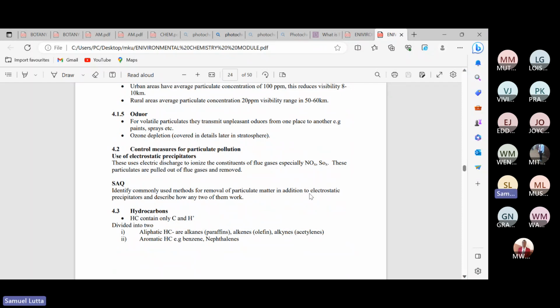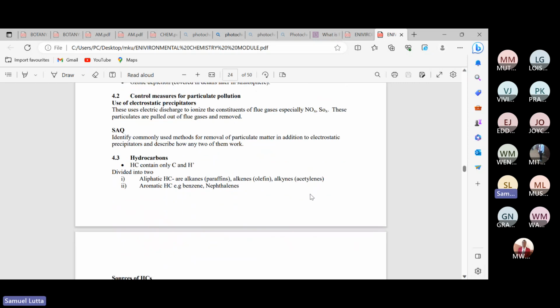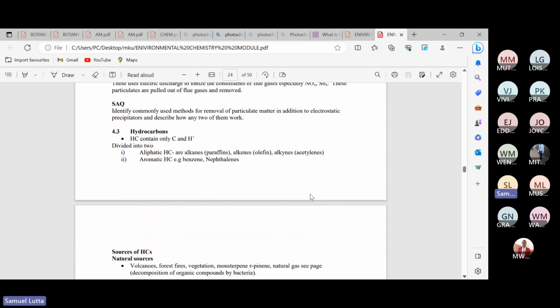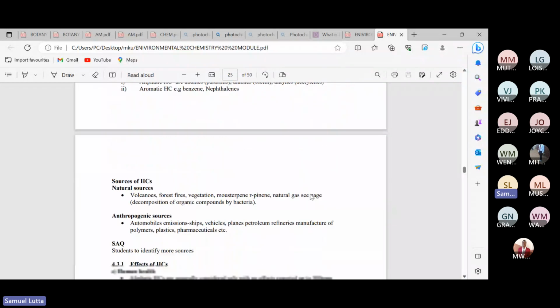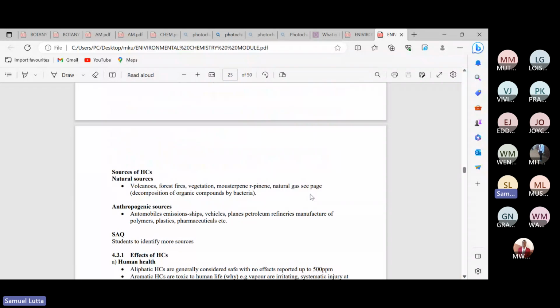Now for the hydrocarbons, which are also part of the particulate matter, we know we have two types, for those of us who have done organic chemistry. We have the aliphatic ones, which are the straight chain, and then the aromatic ones, which are like benzene. So for these ones, the sources are many. We can get them from volcanic activities. We can get them from forest fire. And the decomposition of organic matter can also produce these organic compounds. So those are natural processes.